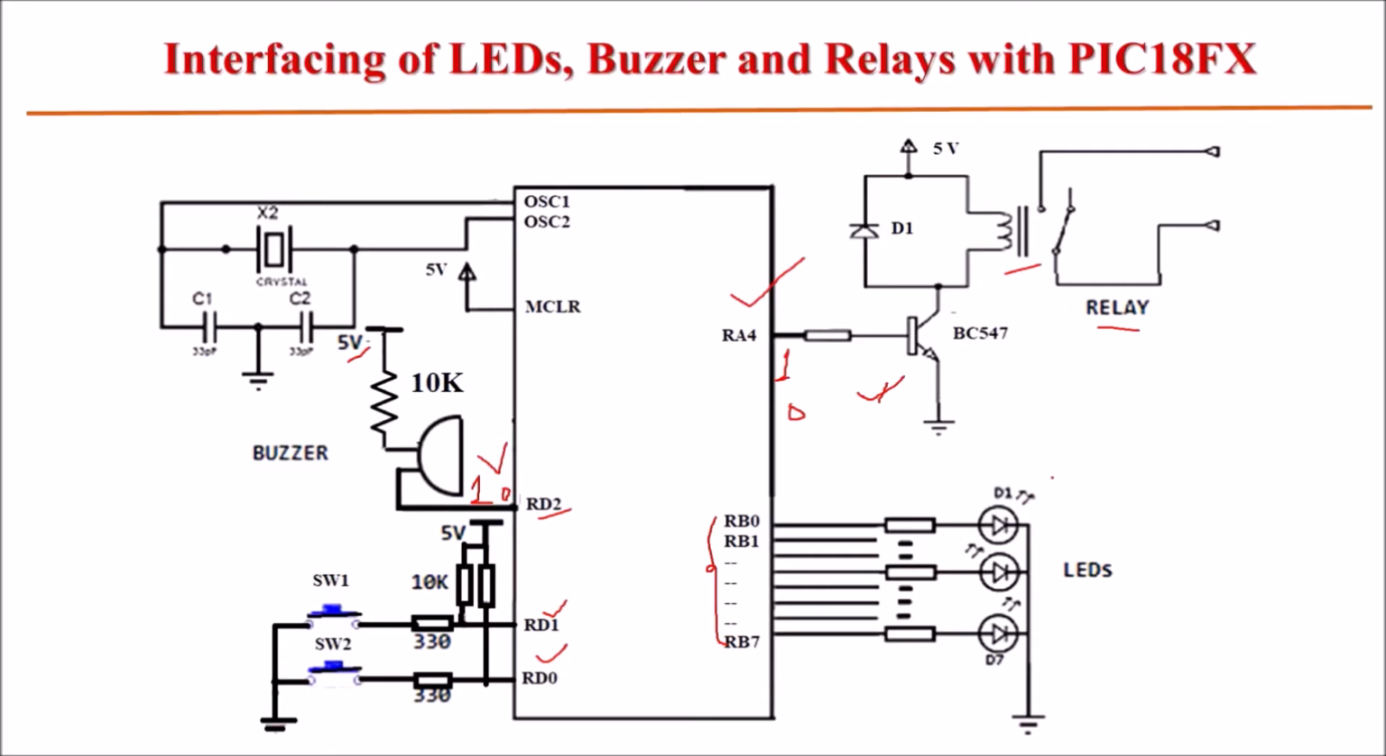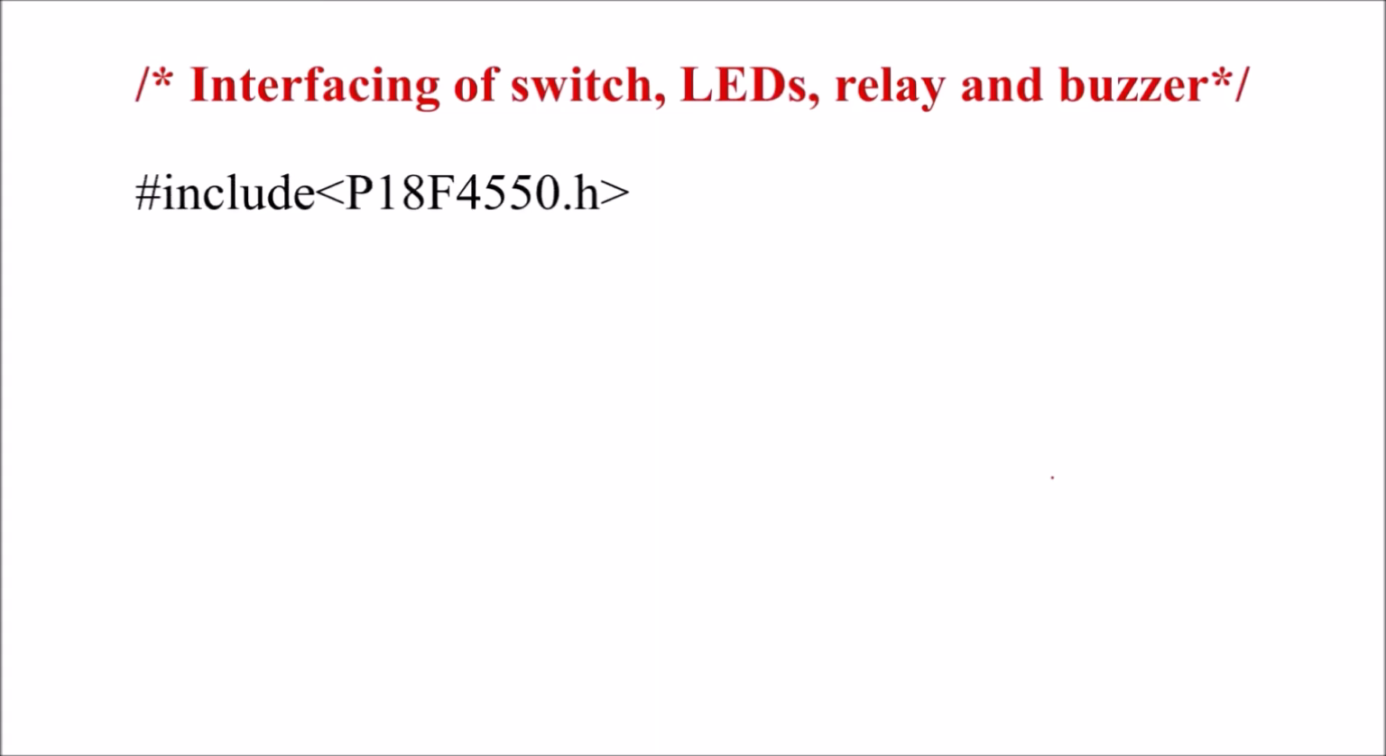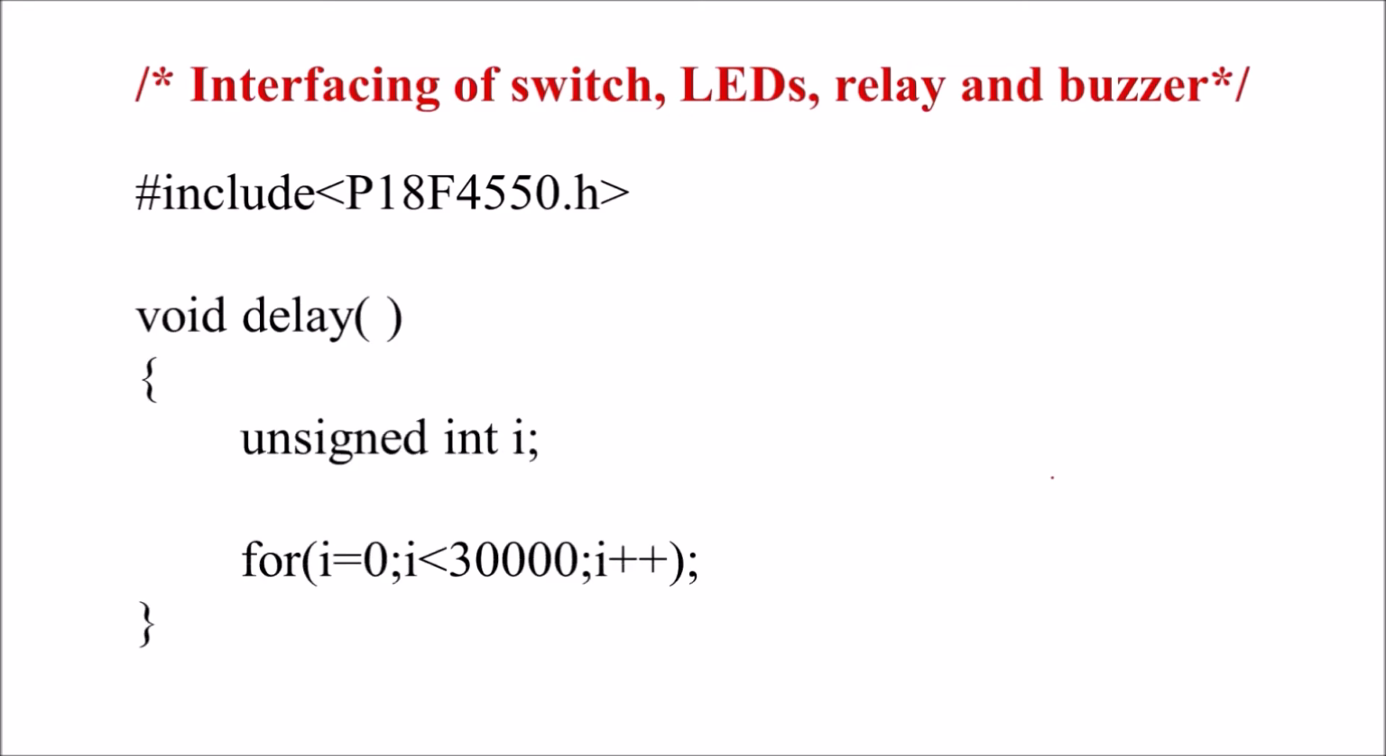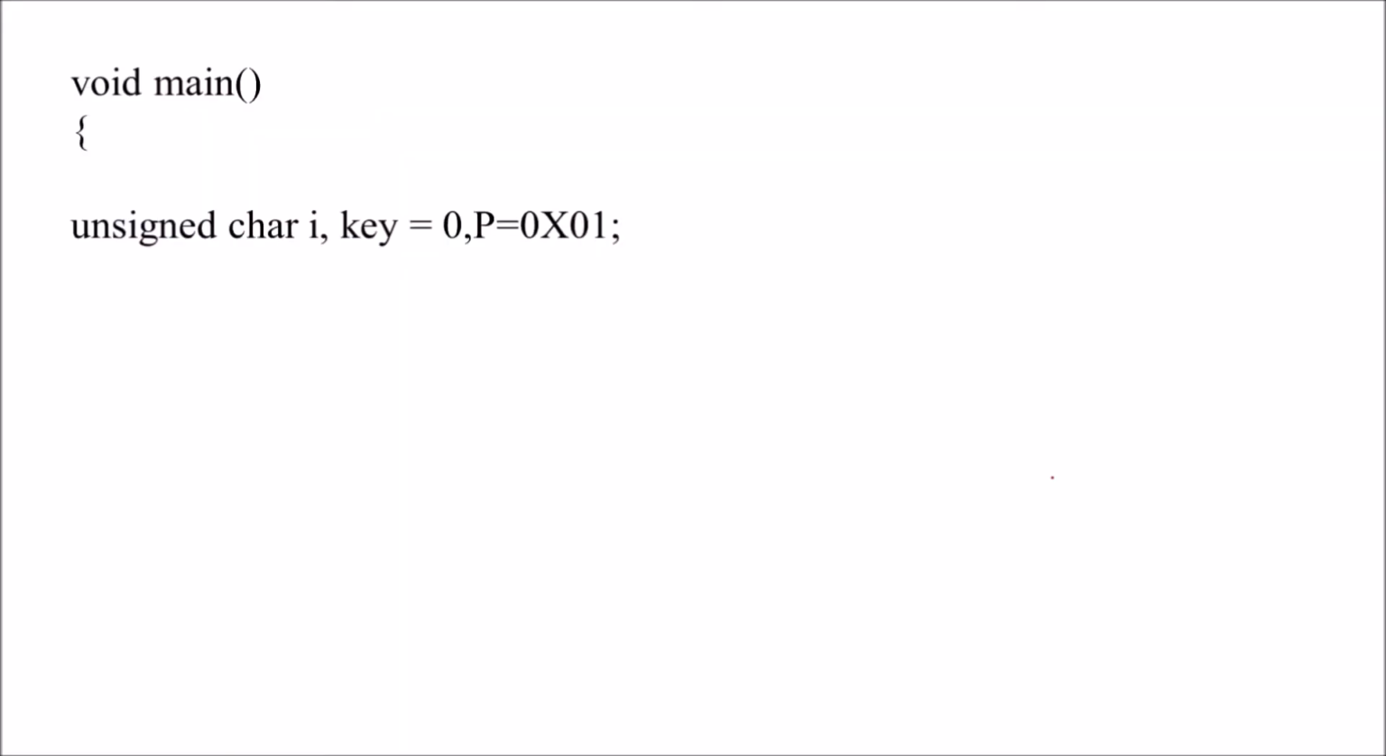As per this interfacing diagram, we'll write a program. So first include this file, p18f4450.h. All information about the registers and memory locations of this microcontroller is stored in the header file. Then we'll write a simple delay program, the same delay program which we have used for LED flashing is used here. Then we'll start writing the main program.